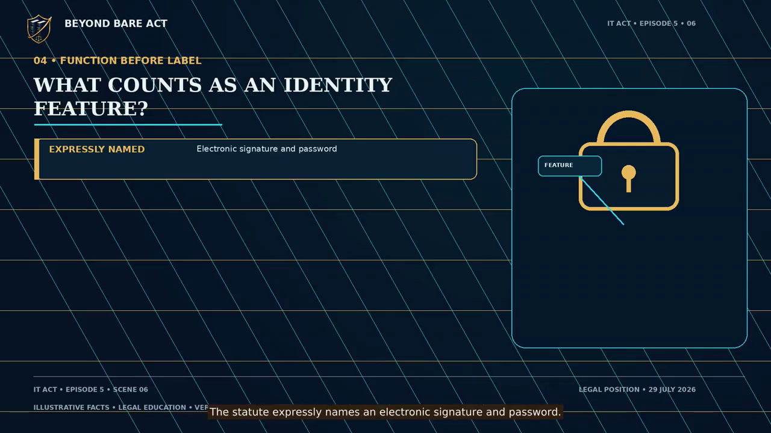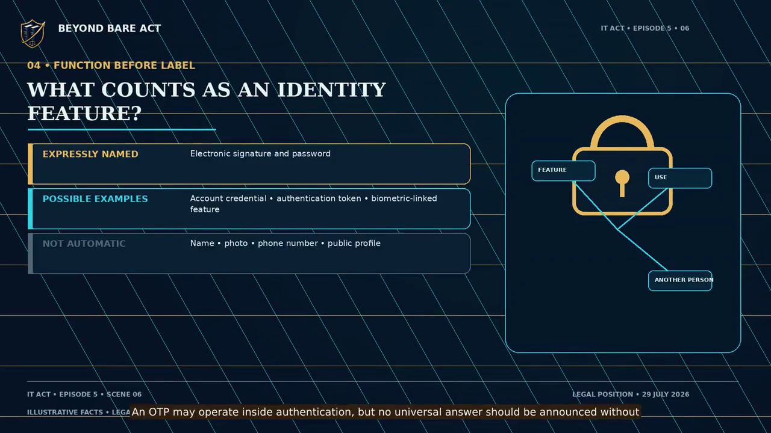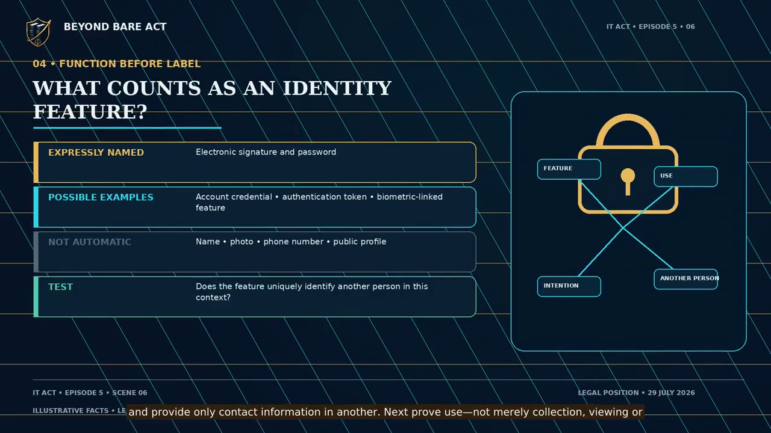Use a functional test. The statute expressly names an electronic signature and password. For another feature, ask whether it uniquely identifies or authenticates another person in the system and transaction concerned. An account token or biometric linked feature may do so. An OTP may operate inside authentication, but no universal answer should be announced without its system and purpose.